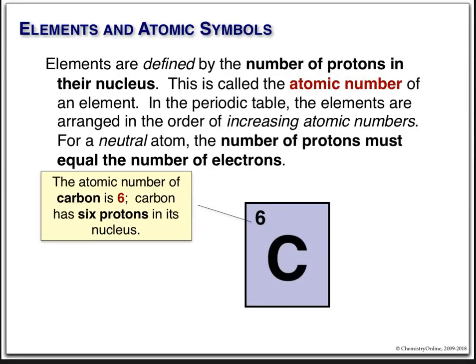We said that the thing that defines what an atom is, is the number of protons in the nucleus. That is the atomic number for an element, and it is on the periodic table. The periodic table is organized by atomic numbers. For carbon, it's 6. It has 6 protons in the nucleus. As we said before, it doesn't matter how many neutrons it has, how many electrons it has. If it has 6 protons, it's a carbon.